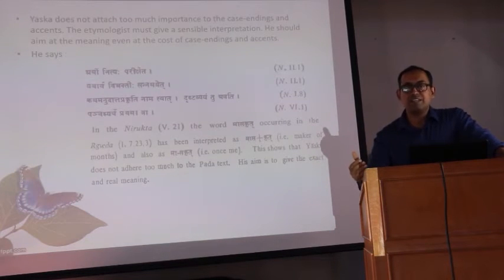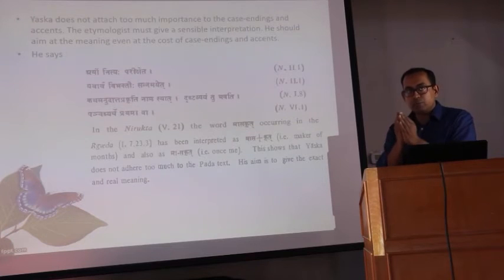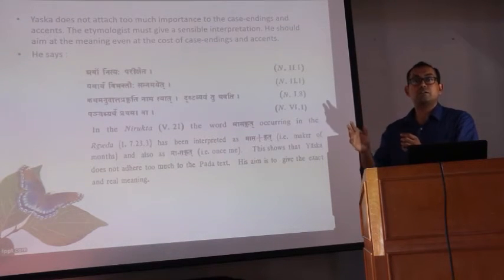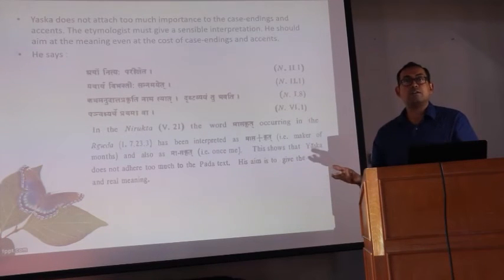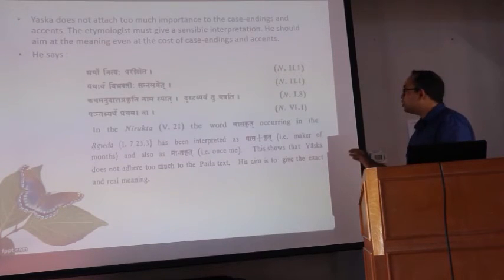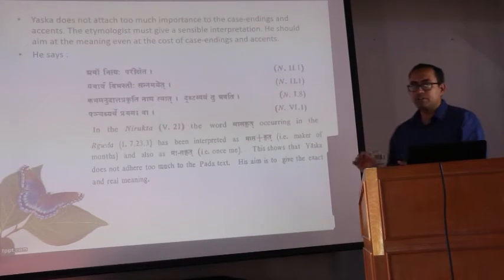People of different sects and religion, they say it is Mas, it's a meat. Make meat, Krat, maker. Now, if you divide this word into two, Mas plus Krat, Mas means basically month. Krat means one who makes, maker of months. It is talking about God who created all these different seasons. Now you are saying Maskrat because it's a proper noun again, making meat. They show that Yaska does not adhere too much to the Pada text. His aim is to give the exact and real meaning.